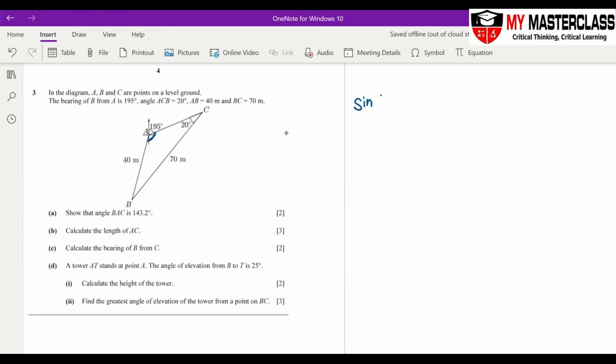You write down sine theta first. Sine theta over, look here, if this guy is the theta, it should be over who? 70, yes, it must be the opposite side. It equals sine 20 over 40. So which means that sine theta is equal to sine 20 over 40 times 70.